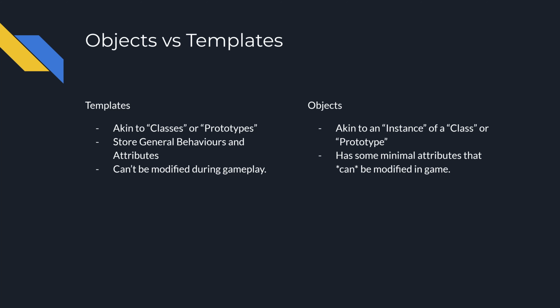So if I create a template that is, I don't know, green, and it's a cube, and it has this model and this texture, any object will inherit those properties, some of which can be changed in-game. Some of them can be changed in the setup state, which we'll get to in a minute, and some of them can't be changed at all.